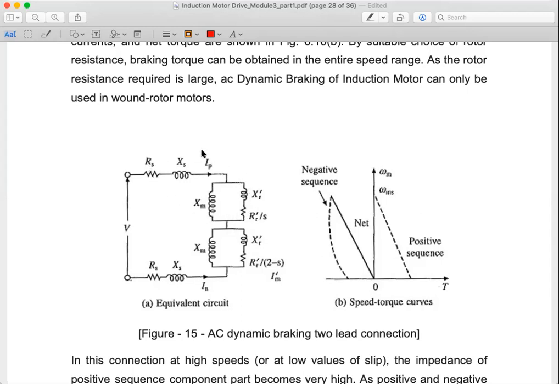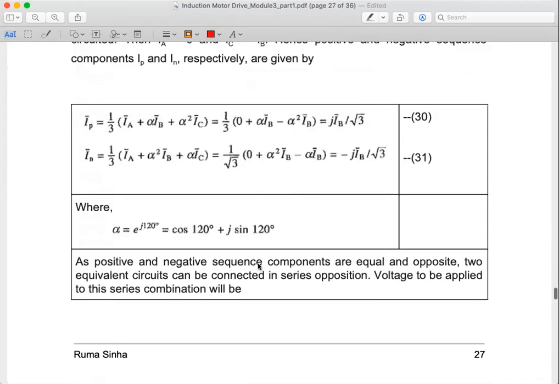We'll write exactly this part for the positive sequence component, and also we'll write the same part again for the negative sequence component. The positive sequence part and the negative sequence part are exactly the same with only one difference. Here in the positive sequence part, slip is S, and for the negative sequence part, slip is 2 minus S.